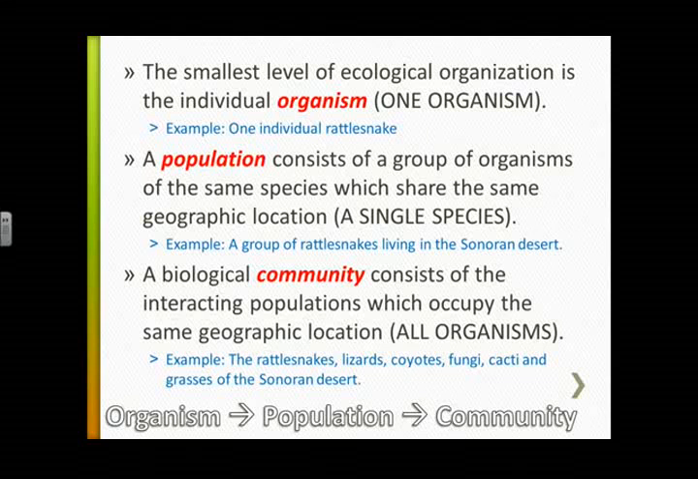A biological community consists of the interacting populations which occupy the same geographic location, as in all the organisms in that location. So for example, rattlesnakes, lizards, coyotes, fungi, cacti, and grasses of the Sonoran Desert would be a community.